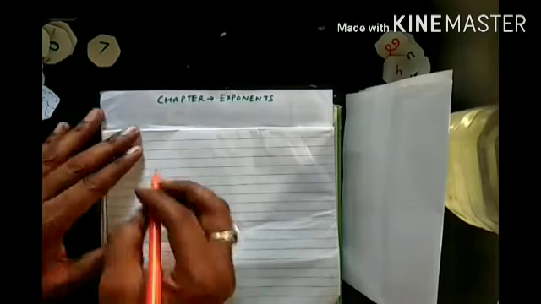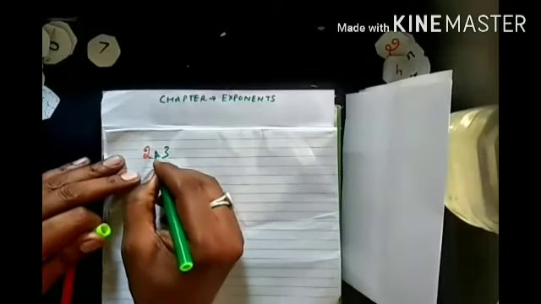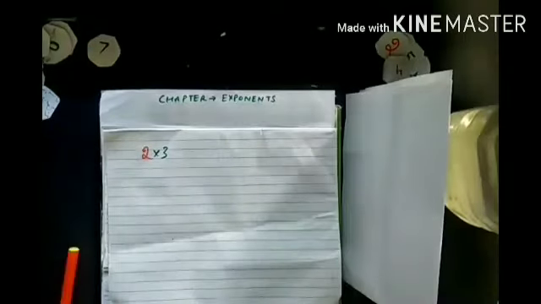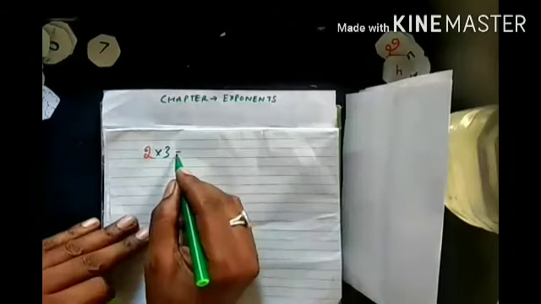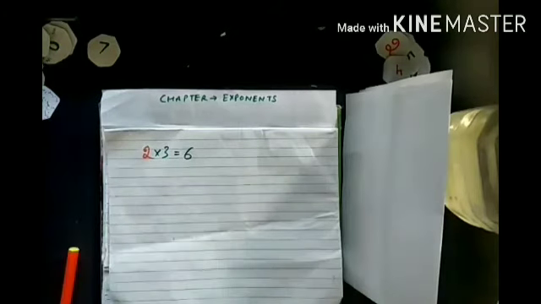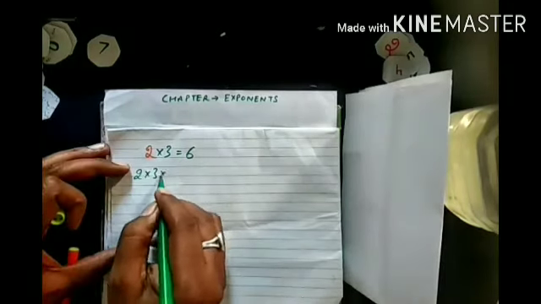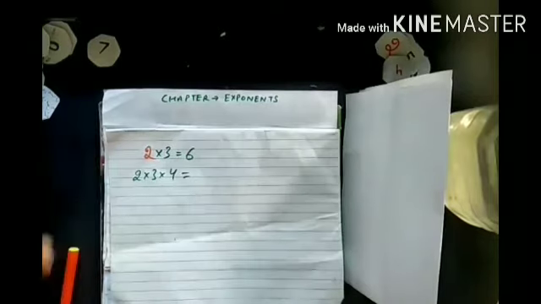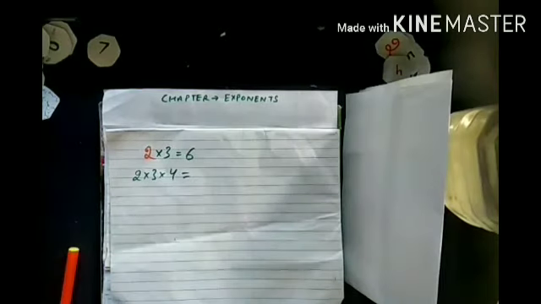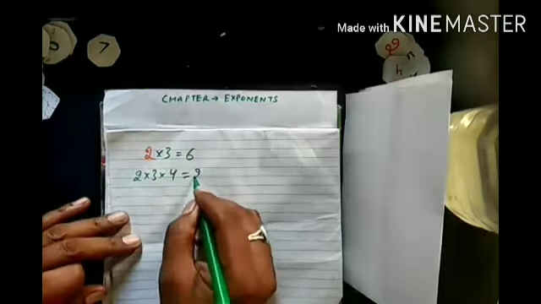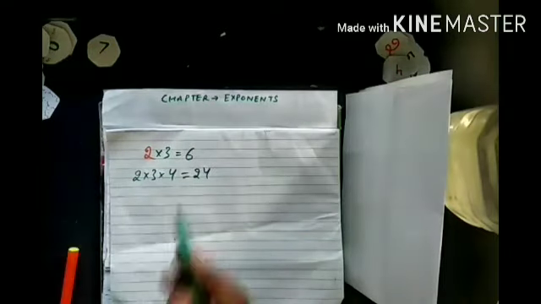Now listen. If I take 2 and I take 3 and I have to multiply 2 and 3, then what is the answer? Normally 6 is the answer. Here I am multiplying two digits. Now I will increase the number of digits to be multiplied, just like 2 multiply 3 multiply 4. Now 2 multiply 3 is 6, 6 multiply 4 is 24. Now the answer is bigger than 6.